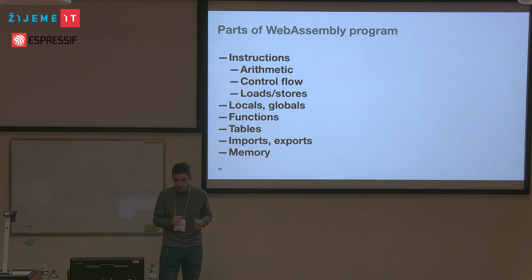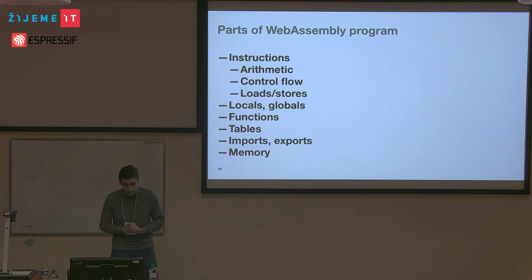There are different kinds of instructions. Each instruction is encoded using 1 byte, so every instruction opcode is just 1 byte. And there are, for example, arithmetic instructions, control flow instructions, load and store instructions. That stuff is not very different from traditional instruction set architectures. Then WebAssembly also has interesting concepts like local and global variables.